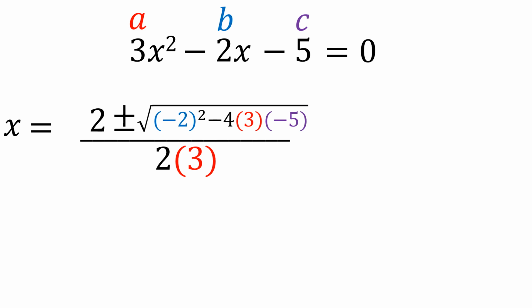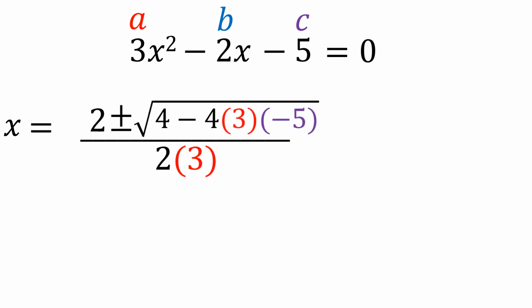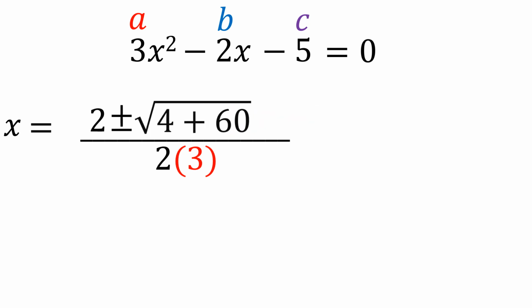Then we're going to solve the b squared, which is negative 2 squared. So the square of negative 2 is positive 4. Then we will multiply all these, the three values, negative 4 times 3 times negative 5. It will become positive 60. Then we will multiply 2 times 3 at the bottom.